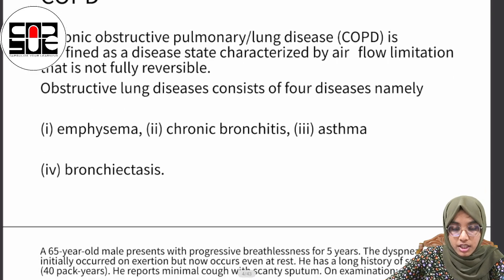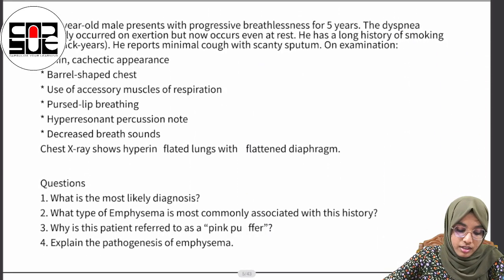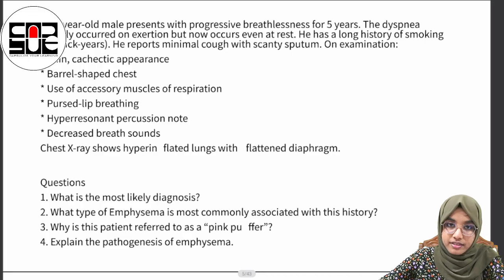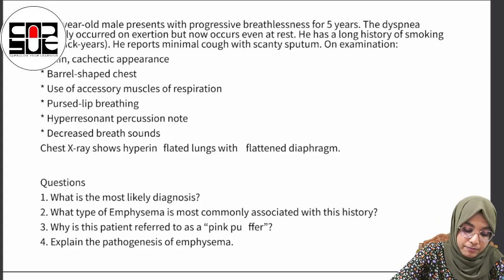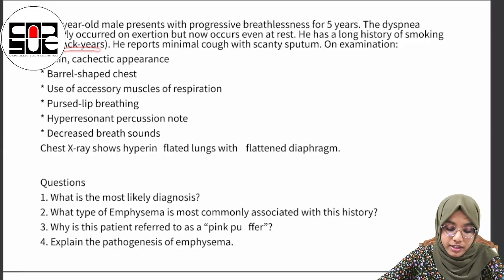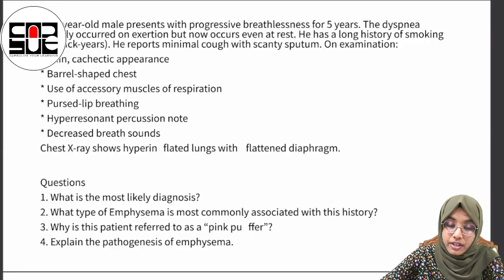So let's start with a case. A 65-year-old male presents with progressive breathlessness for 5 years. The dyspnea initially occurred on exertion, but now occurs even at rest. He has a long history of smoking, that is 40 pack years. This is significant. He reports minimal cough, with scanty sputum.